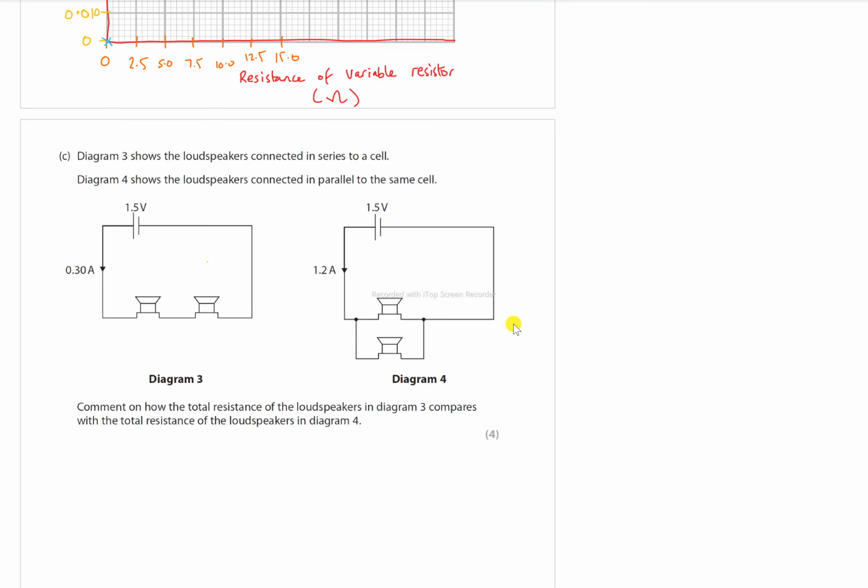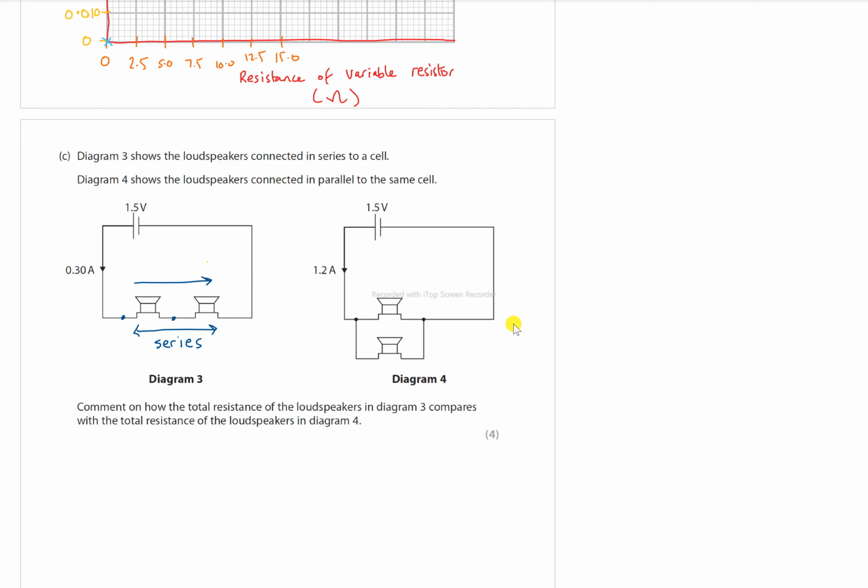Right, I forgot to do this on the video. But what they're trying to say to you here is, if you've got speakers in series, they follow on. So this one is connected to this one in a straight line like this.